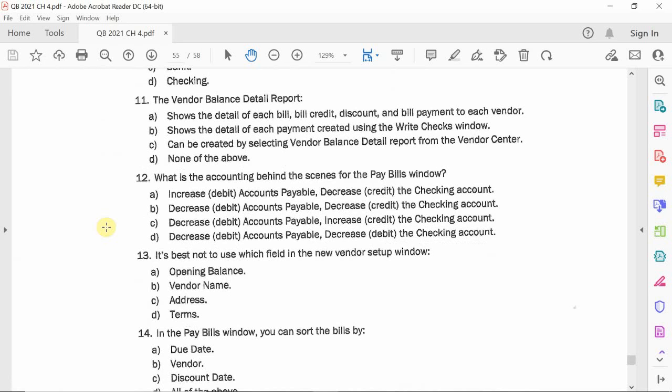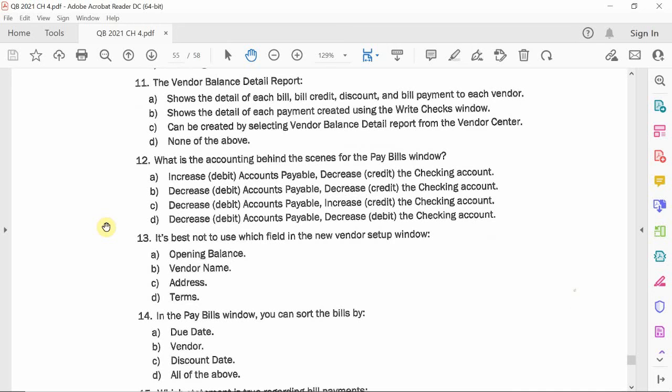Question number 12: What is the accounting behind the scenes for a bill to pay your bills window? What do you think happens behind the scenes using the debit and credit system? How does the accounting behind the scenes work for paying bills?